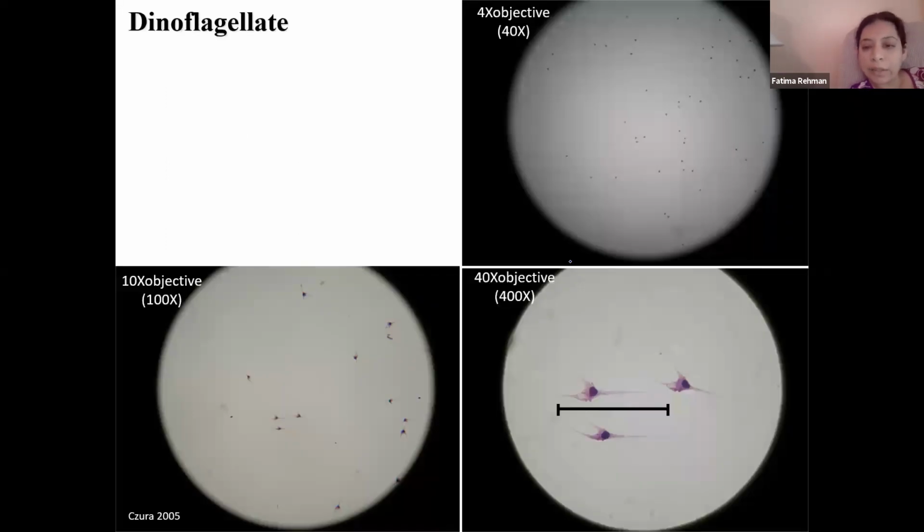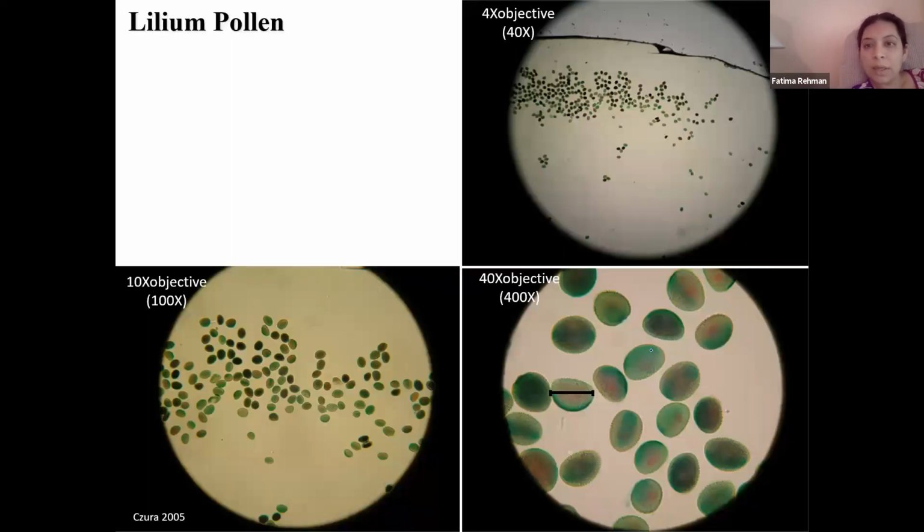And here are just examples of how different they look under these objective lenses. So you can see from very little information to a lot of information from these cells as we go from the 40x scanning objective lens to the high power 400x.